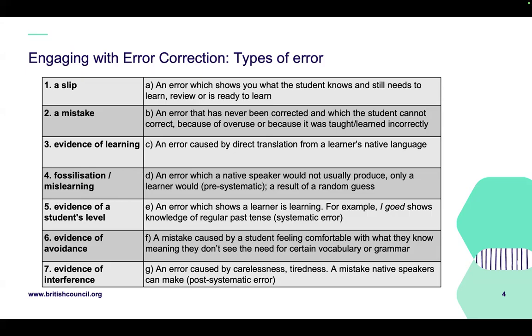Okay, number 3. Evidence of learning, I think it's with the E. Yes, an error which shows a learner is learning. Yes, so they know about the regular past, but maybe they're not very familiar with the irregular. Okay, 4.